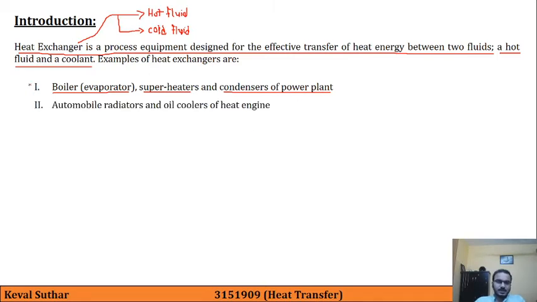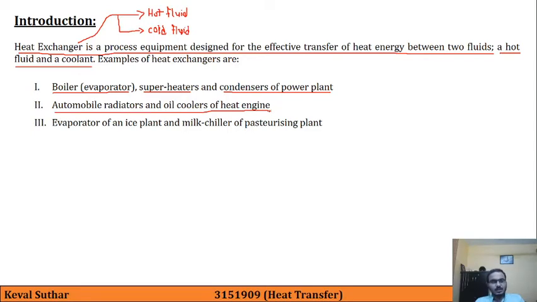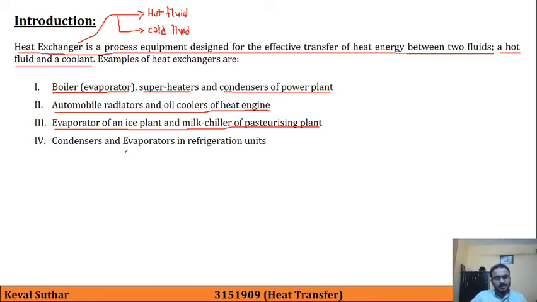Second is automobile radiators and oil coolers of the heat engine. Third is evaporator of ice plant and milk chiller of pasteurizing plant. So this will be part of our refrigeration and air conditioning. There also heat exchangers are used. Next is condenser and evaporators of refrigeration units. So very similar to our third point. Fifth is water and air heaters or coolers.